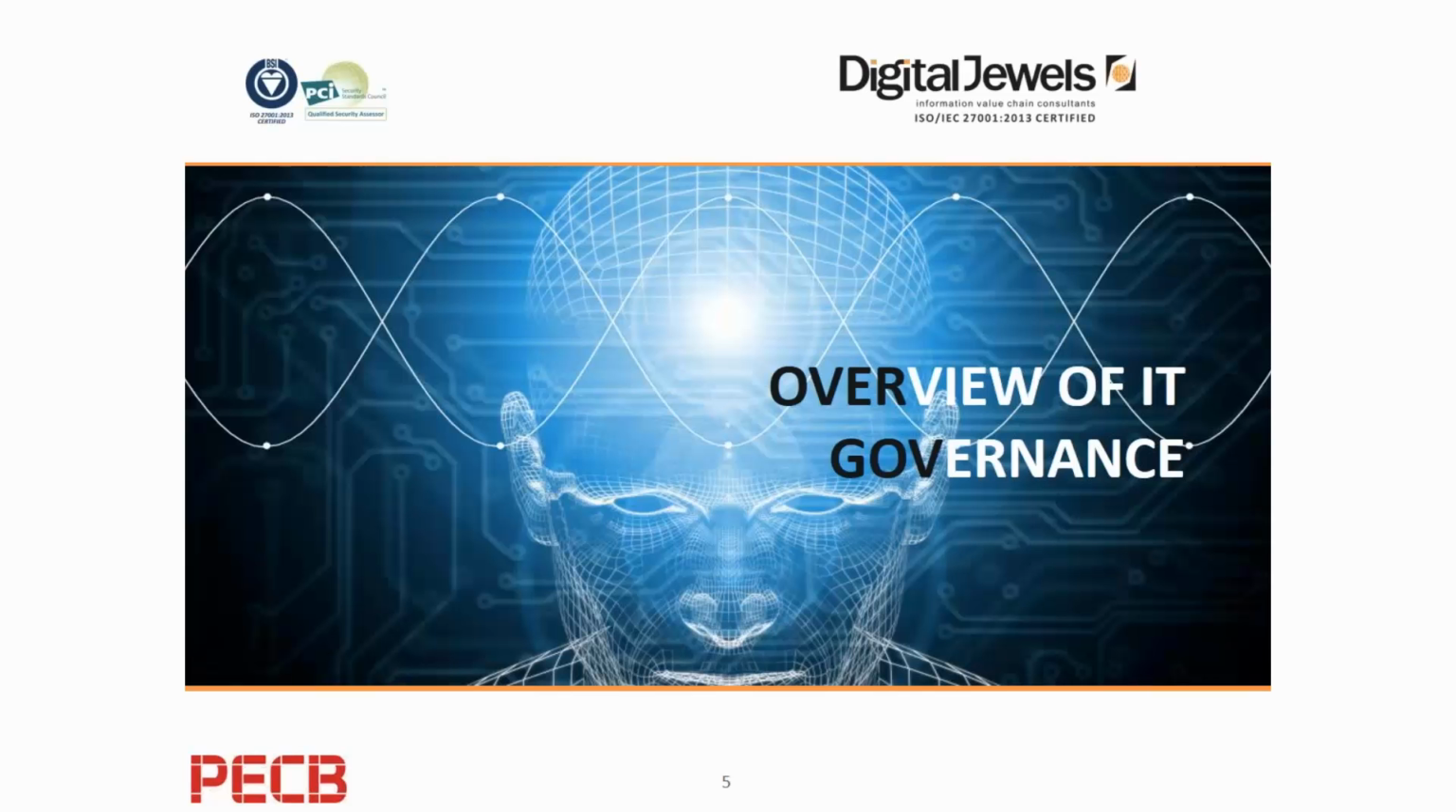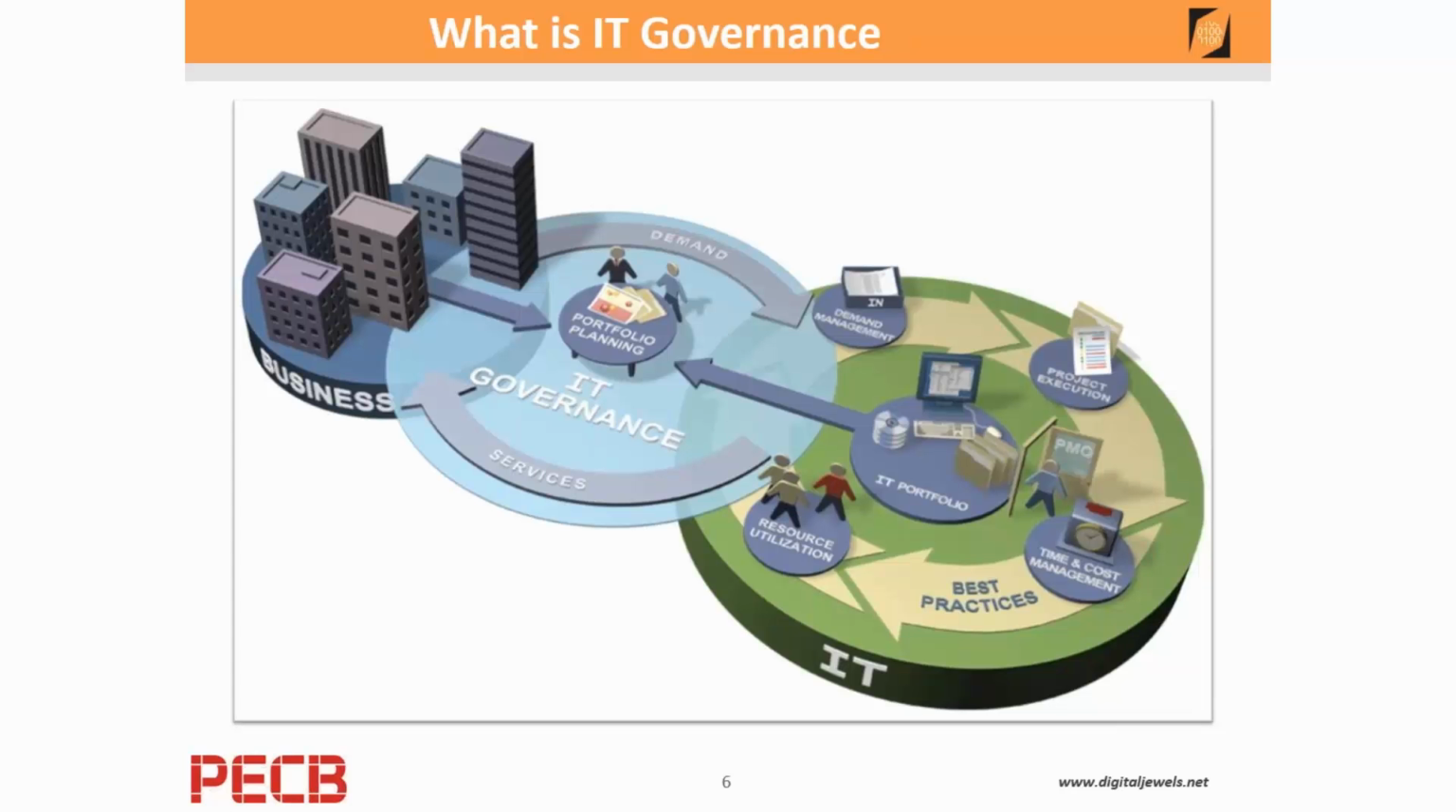Overview of IT governance. I'm not going to assume that everyone understands or knows IT governance, so I've spared a few slides to give a backdrop on IT governance. IT governance talks mainly about alignment between the business and IT. IT governance can be seen as the bridge, the connecting force between IT and the business for the alignment that is expected, for the interaction that is expected.